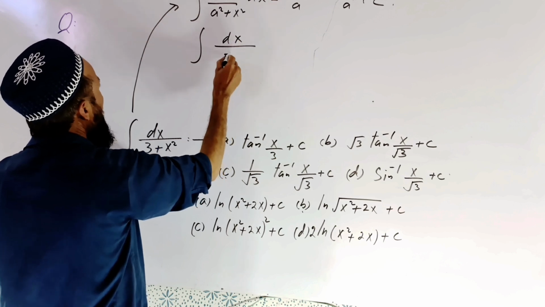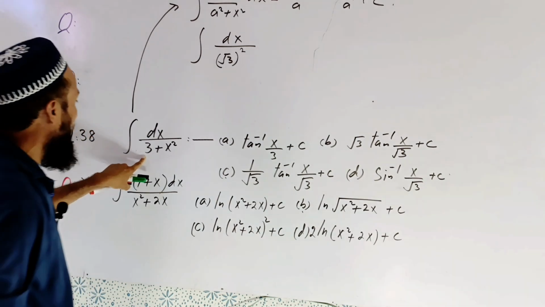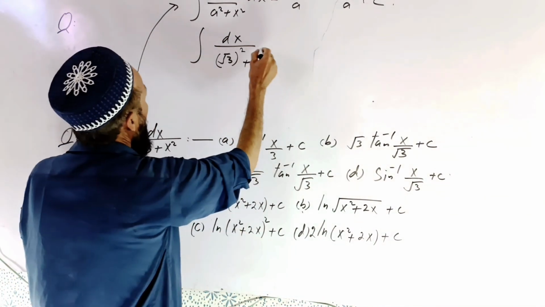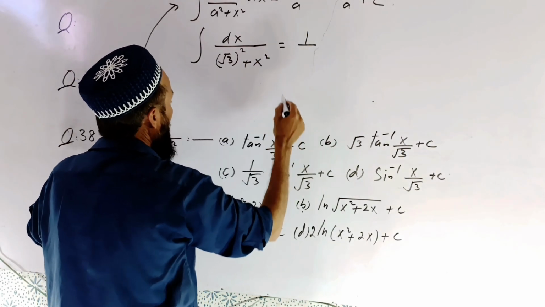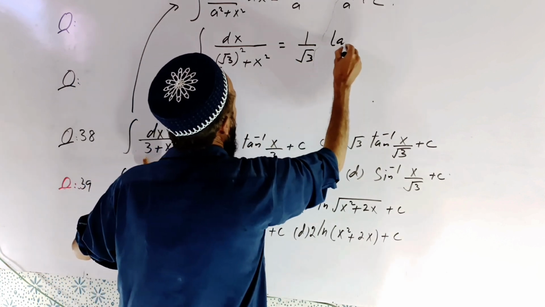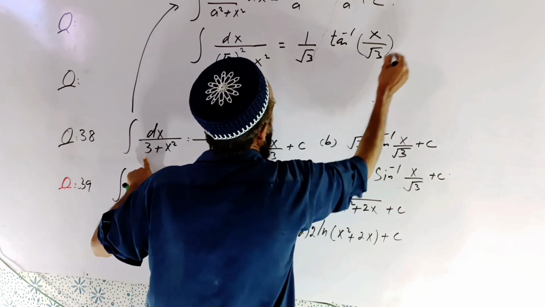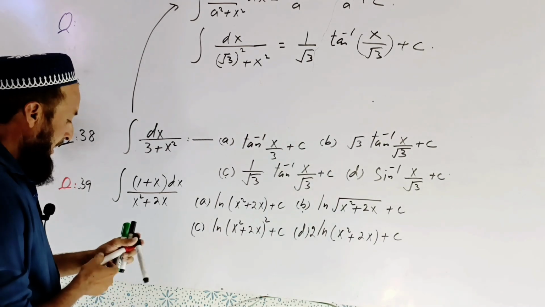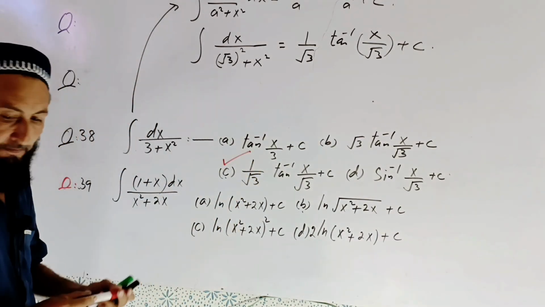So we can write root 3 whole square. The square root and square both cancel each other, so we get root 3 square plus x square. Now we get the same form here. Look here, in the place of a, we put root 3. This is the value of a, so the result is 1 over root 3 tangent inverse x divided by root 3 plus c. Now check the result here. C is the correct option.